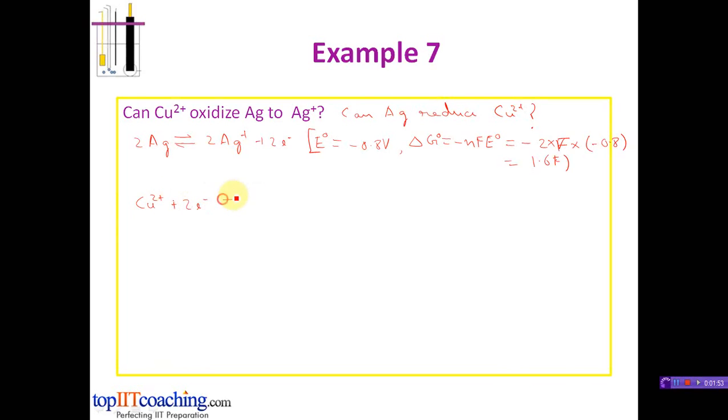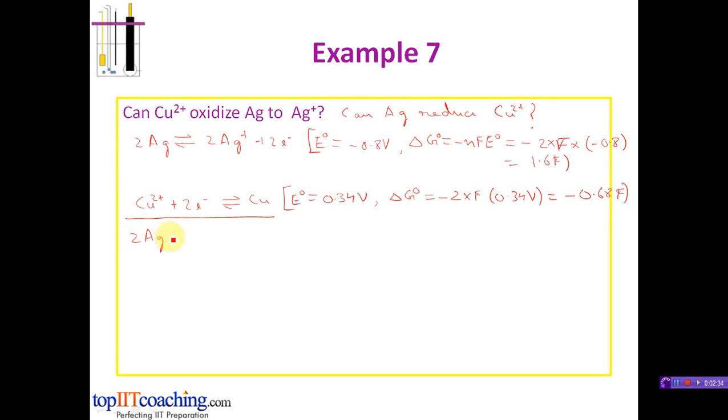The other reaction will be the reduction of copper ions. So Cu2+ plus 2 electrons will give us Cu. The standard electrode potential in this case is 0.34 volt, and delta G0 will be minus nFE. So minus 2 into F into plus 0.34 volt. It will come out to be minus 0.68 Faraday.